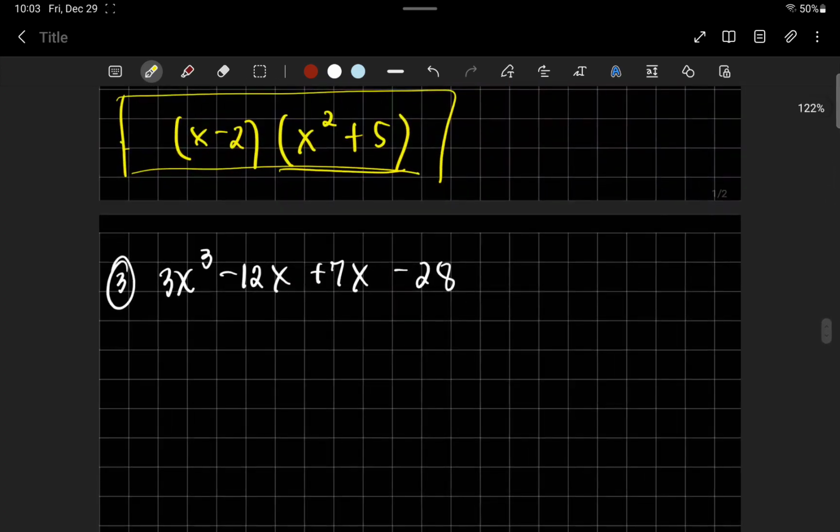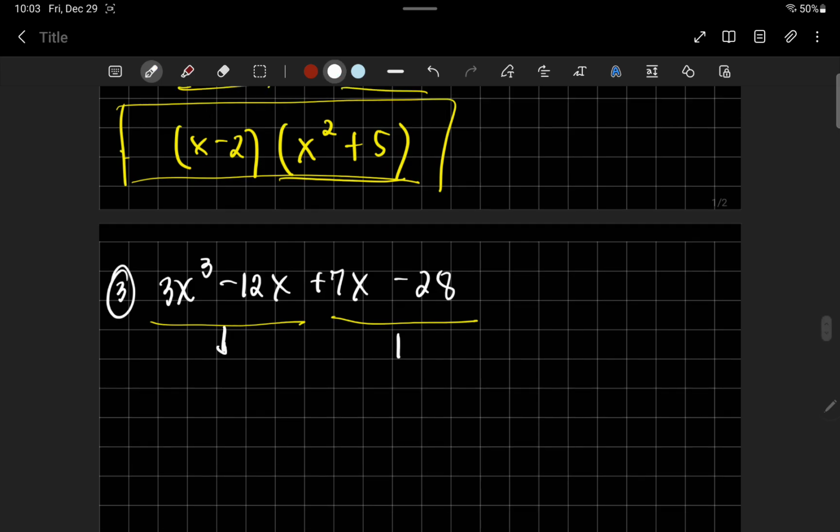Okay, third example, if we have 3x cubed minus 12x squared plus 7x minus 28, group natin into 2 yung ating polynomials. So, pwede natin pagsamahin si 3x cubed minus 12x squared and si 7x minus 28. So, kunin yung factor ng dalawa. Si 3x cubed minus 12x squared, ano ba yung common factor nila? So, that is 3x squared, right? So, si 3x squared, siya yung nasa labas.